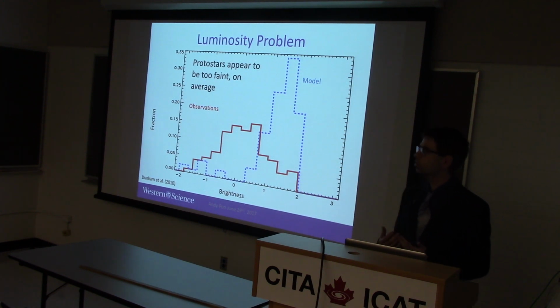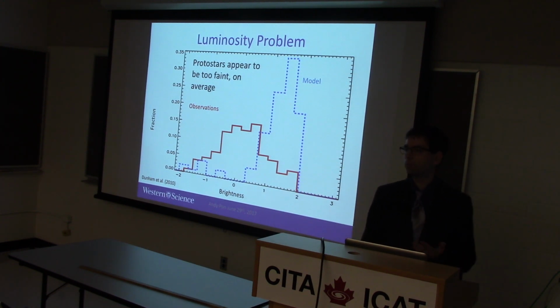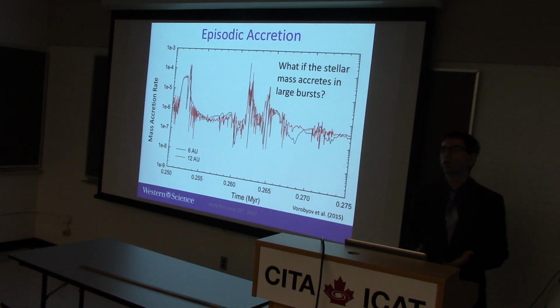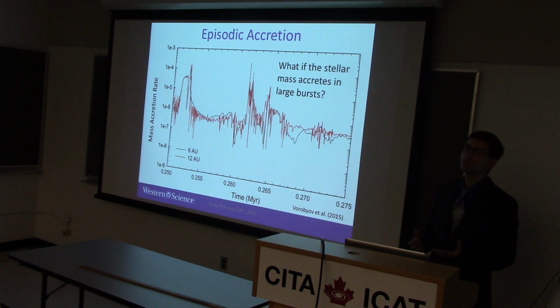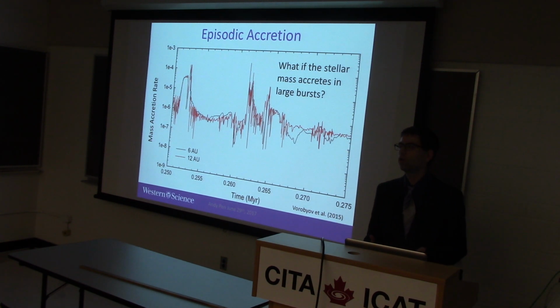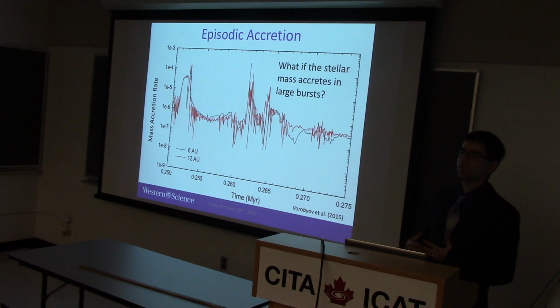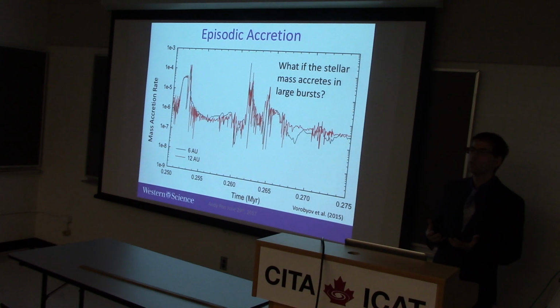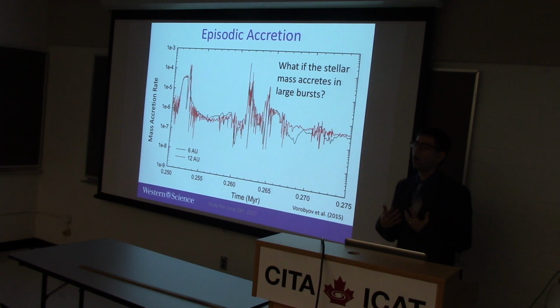So one possible solution to this is maybe we don't have steady accretion. Maybe we have protostars gaining most of their mass in large bursts, such that the majority of the time they're accreting at rates below their time average. And then for small bits of time, they accrete at very, very high rates. And thus, you would expect to have fairly high luminosities for those short durations of their evolution.